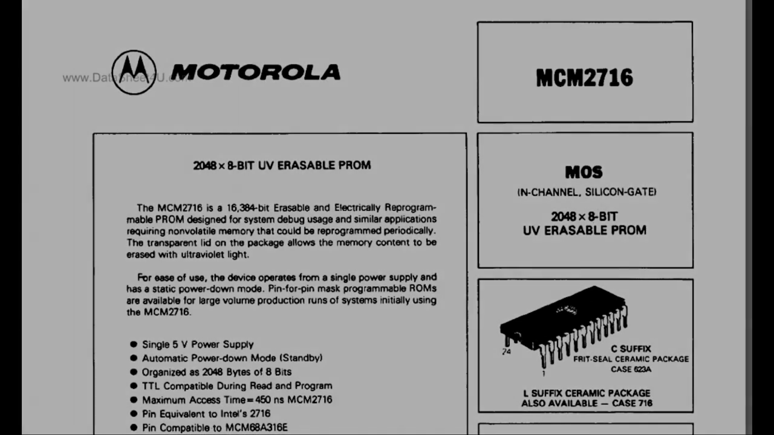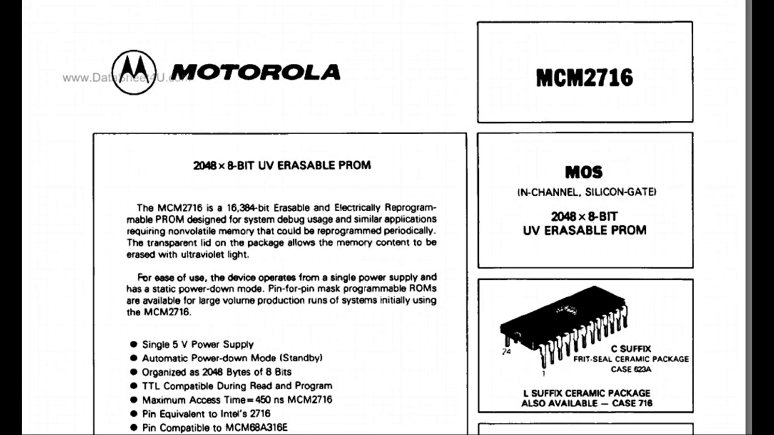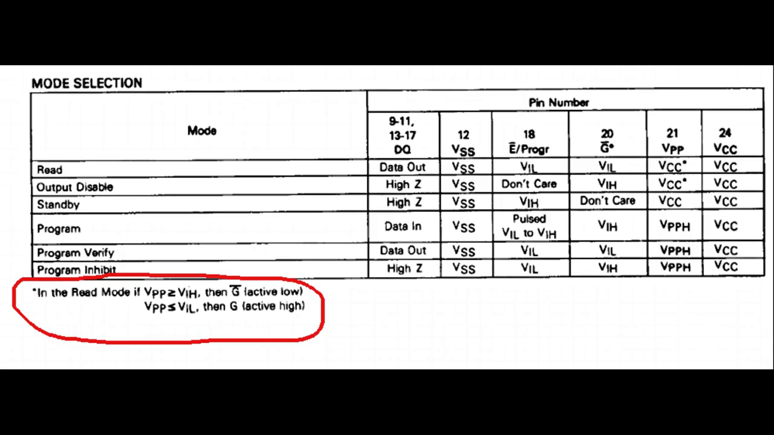Turns out that some manufacturers, including Motorola, decided to add a very nice and useful feature to their 2716 EPROMs. So let's have a deeper look at the datasheet. As happens on other brands, they indicate that pin 21 should be tied to the 5V supply in read mode. However, they added a note. In read mode, if VPP is higher than VIH, then G is active low. If VPP is lower than VIL, then G is active high.